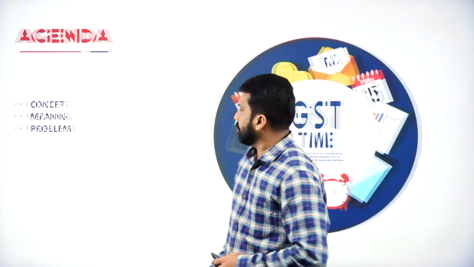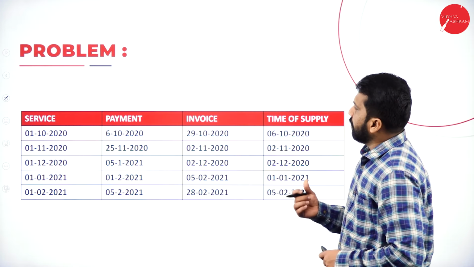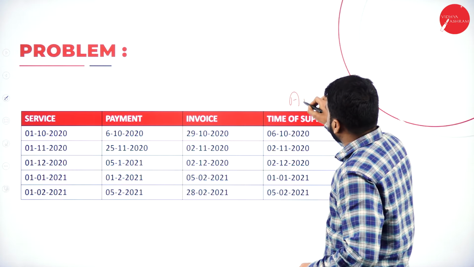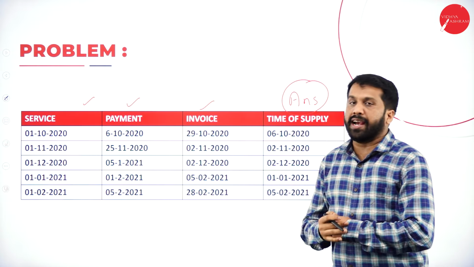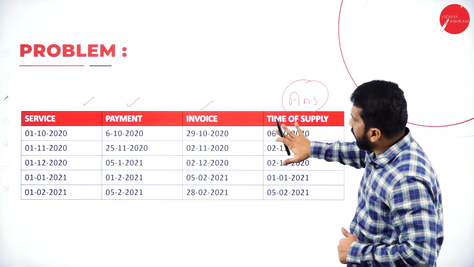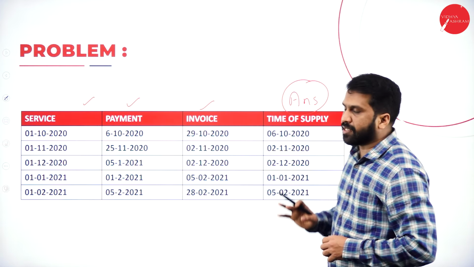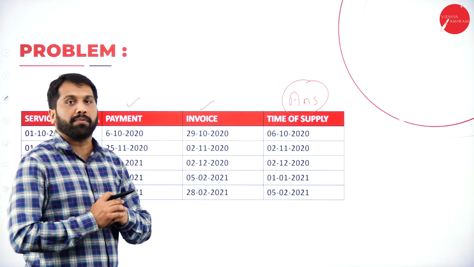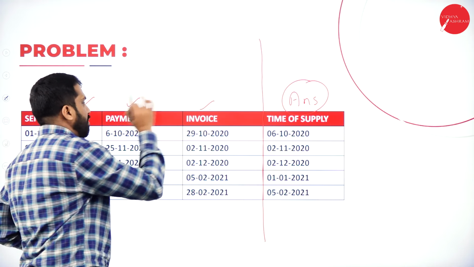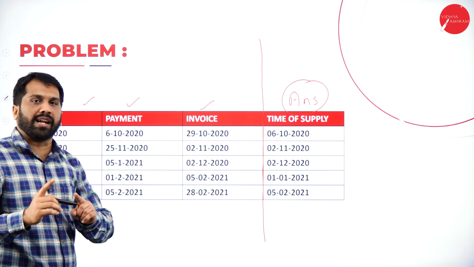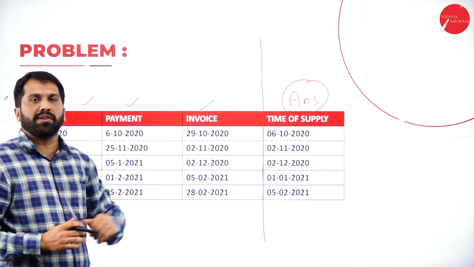So we'll go with concept, meaning, as well as problems. The first problem, remember, this is your answer. These are your questions. I have written the question along with the answer. Your question will be up to these three columns, and you have to copy the same thing and write the answer column. Hope you are clear. Your question will be up to this 1, 2, 3, and your answer must be 1, 2, 3 plus time of supply. This will be your answer.